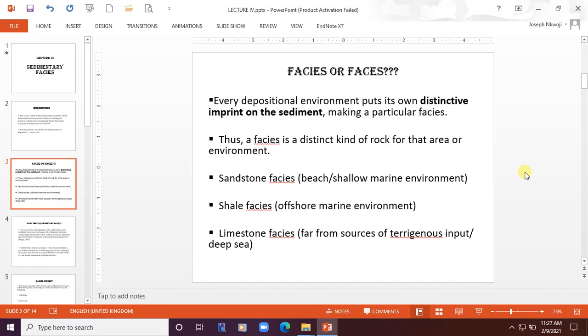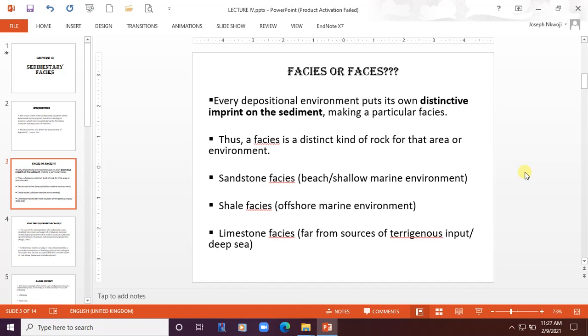Now, facies is the first one. Every depositional environment puts its own distinctive imprint on the sediment, making a particular facies. There's no singular or plural form, it's facies, singular facies, plural facies. The facies is a distinct kind of rock for that area or environment.